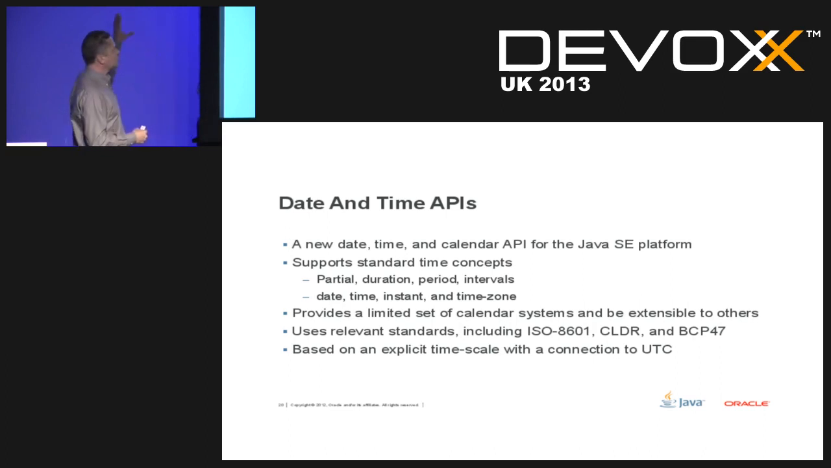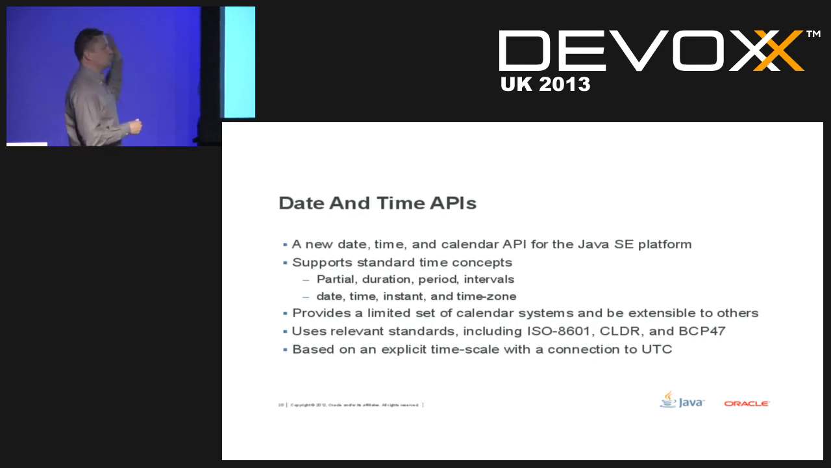And so what we're trying to do with this is to simplify a whole lot of things and also improve performance. So there's various concepts that are being supported here. So there's the idea of what's called a partial. That would be where you say something like March the 20th, but you don't say which year it is. So it's not a definitive point in time. It's a date in a year, but not a specific year.